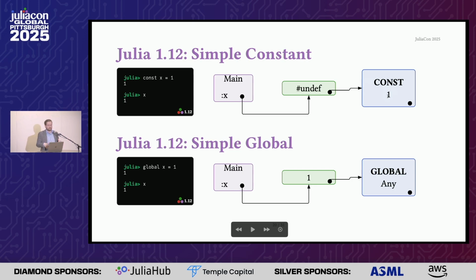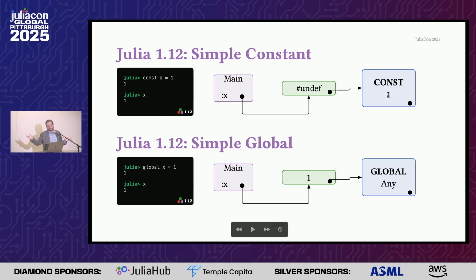Now globals look different from that, where the value is still in the binding, but the partition says this is a global of type any. So as you'll recall, in Julia 1.11, the value field in the binding was used for both constants and globals. In Julia 1.12, that is no longer the case. The value field in bindings is used only for the values of globals, the mutable value of globals, but constants are in this restriction field in the binding partition.